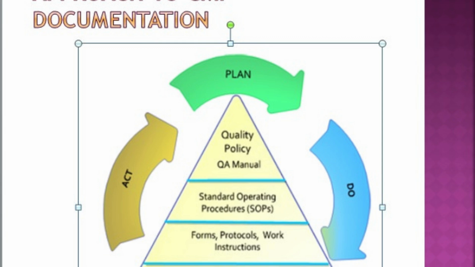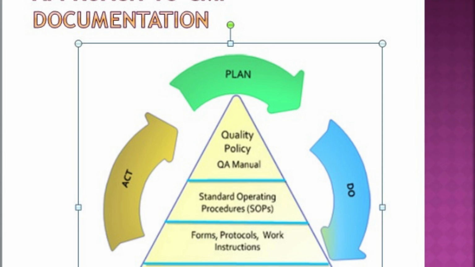Finally, the act phase. This focuses on evaluating performance and making improvements. This may involve internal audits, corrective actions, and updates to the policies or procedures based on feedback and observed results. Together, this documentation cycle ensures traceability, consistency, and continuous improvement in GMP compliance, ultimately helping to safeguard product quality and patient safety.